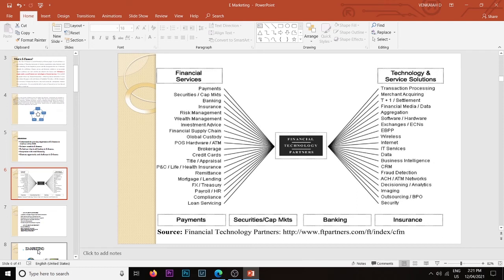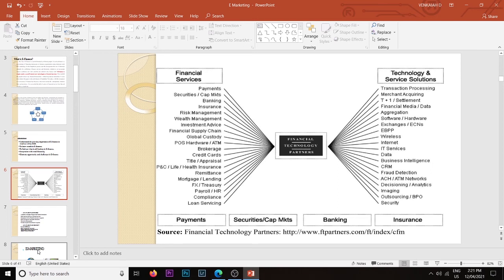PNC, life and health insurance, remittances, deposits, mortgages, lending, forex, treasury, payroll, HR, companies, loan survey. These are the financial services where there is possibility or scope for the usage of technology. So what are the technologies which we presently enjoy?